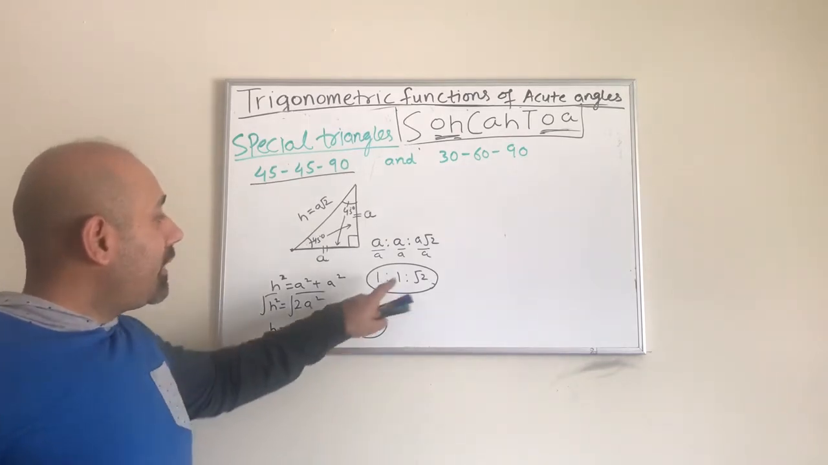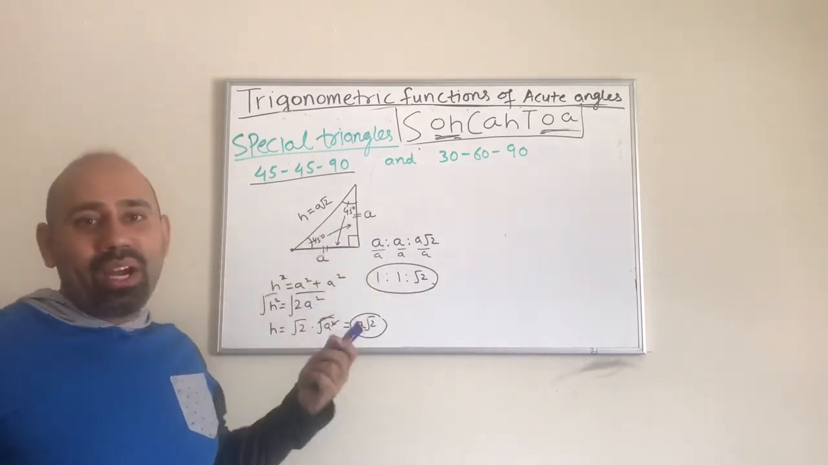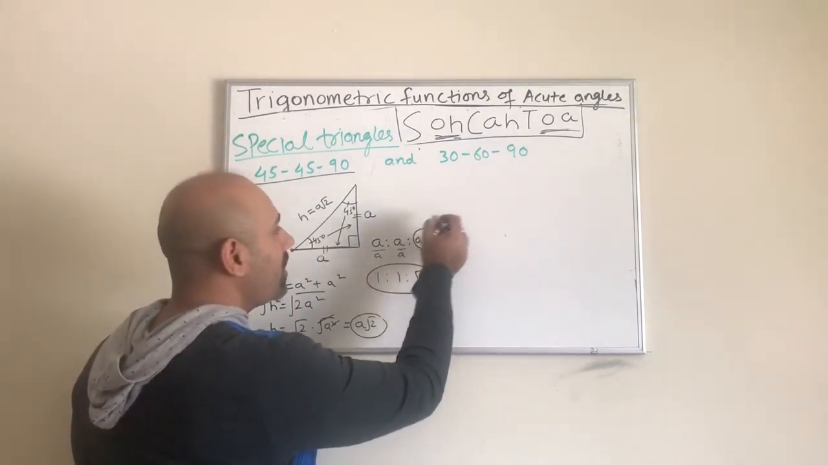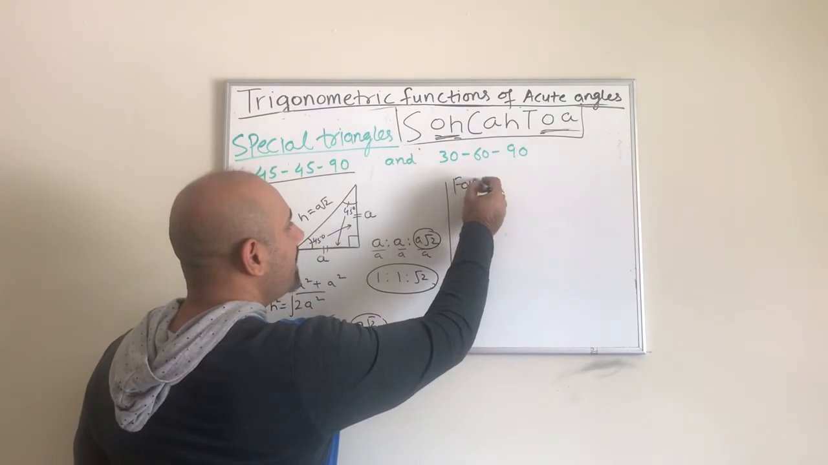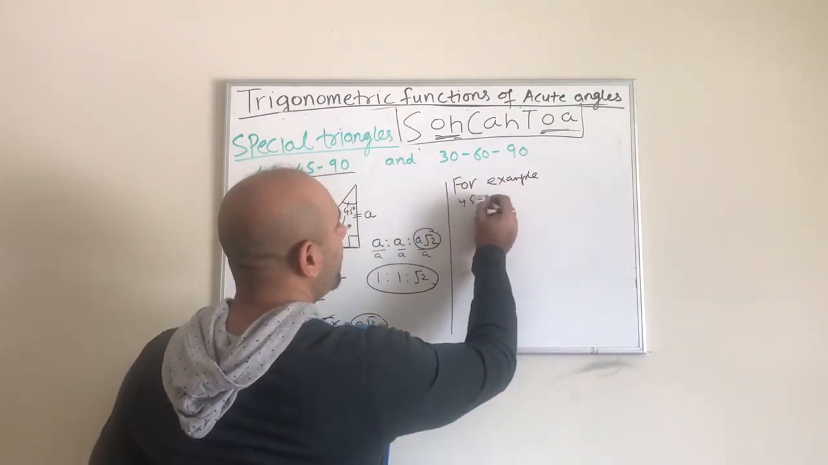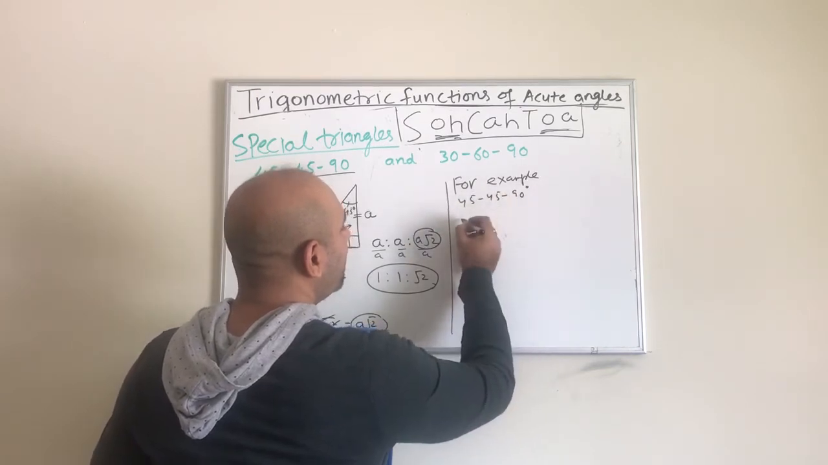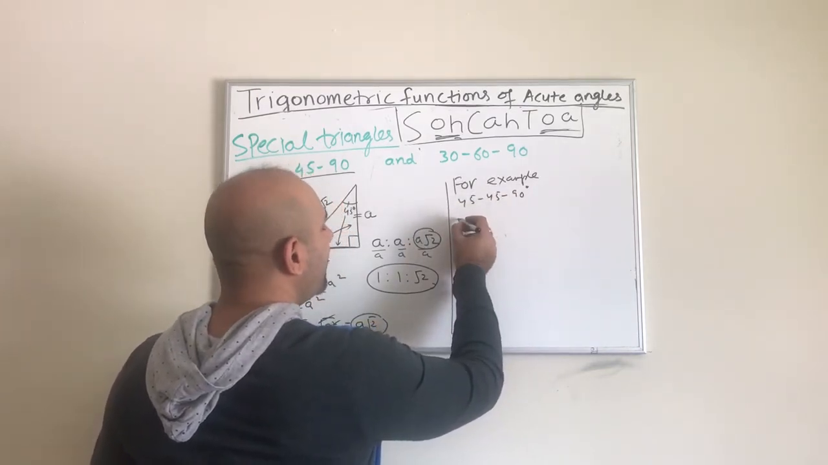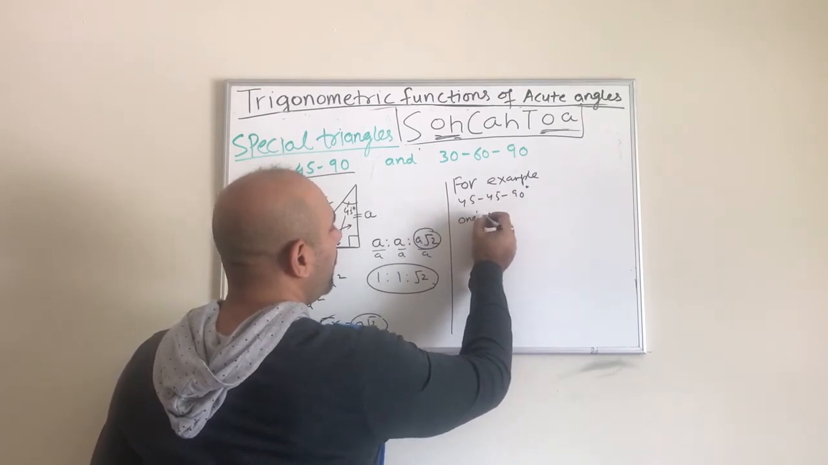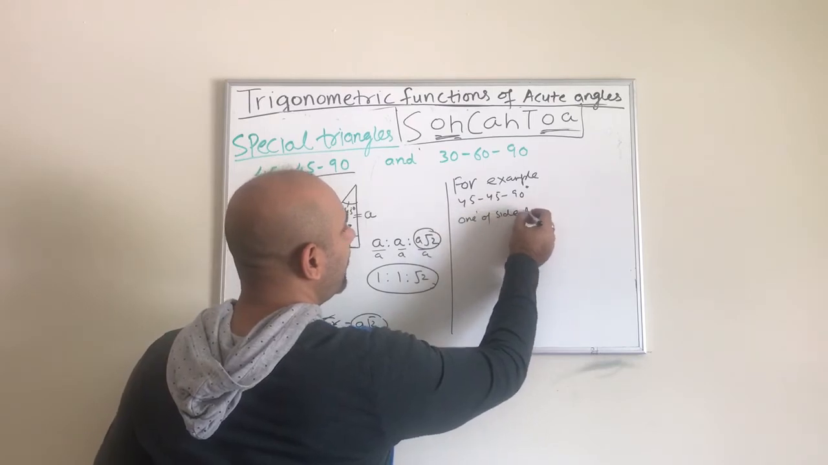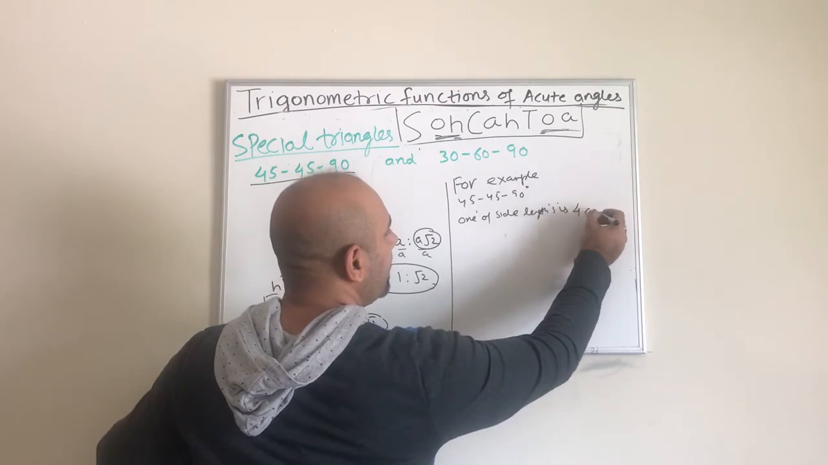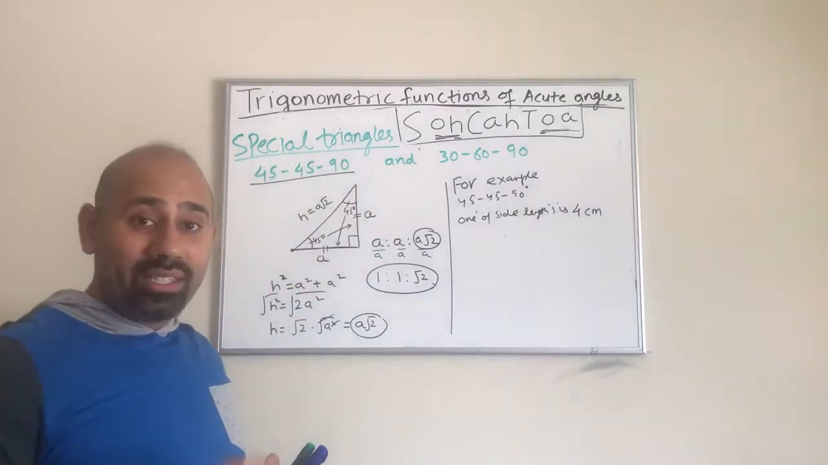And then the hypotenuse is just the square root of 2 times the length of each side, which we can see from here as well. So for example, guys, let us try to understand this by looking at an example. I have a 45, 45, 90 triangle, and one of the side lengths is, let's say, 4 centimeters. Can we figure out the other two?